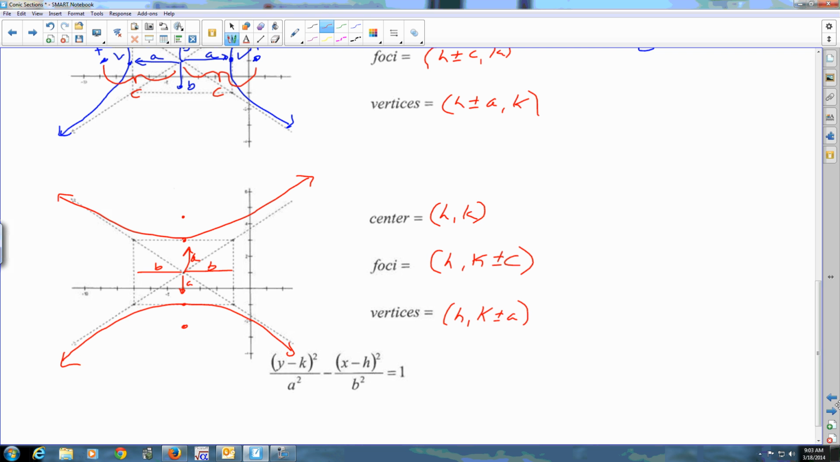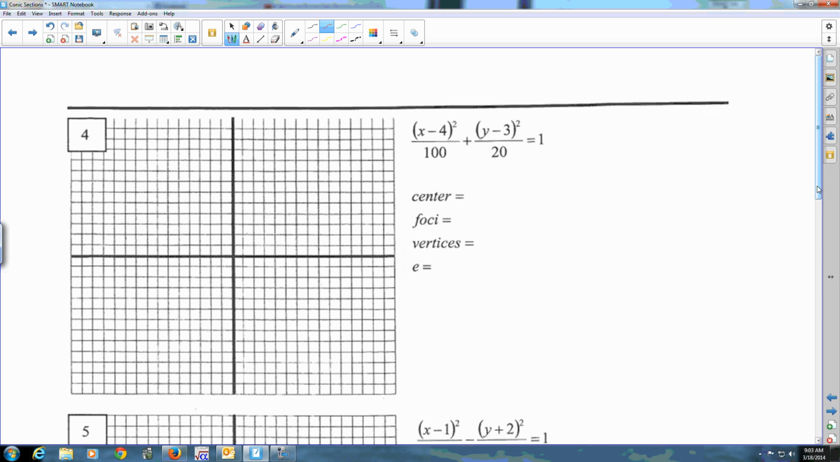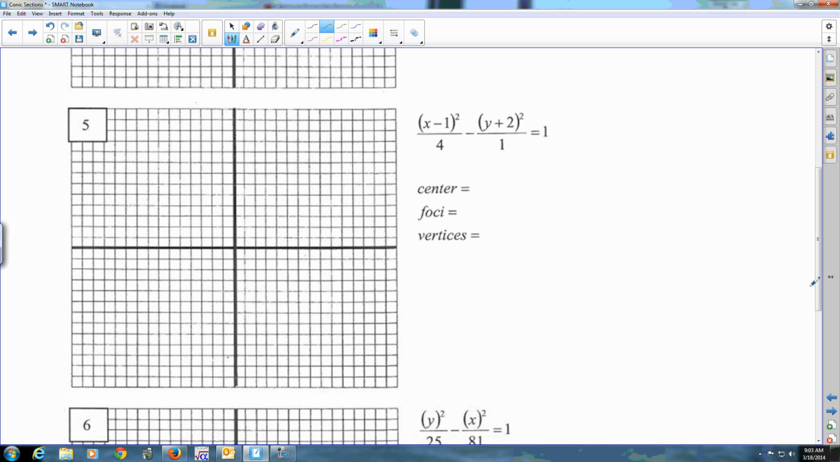Okay? Now, to make sense of that for you and do it, I believe it's the last two here. Yep. Let me look at it on the sheet to make sure I'm not doing it wrong. All right. The center is (1, negative 2).